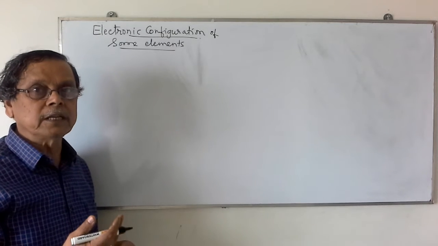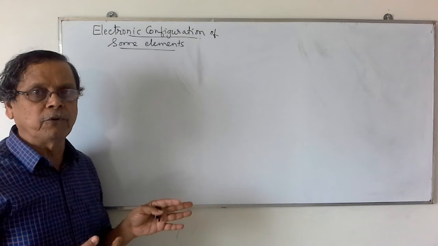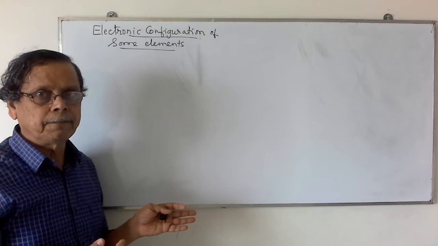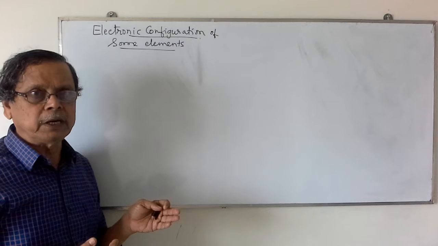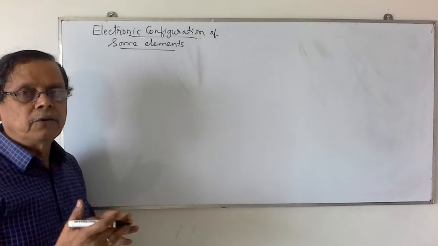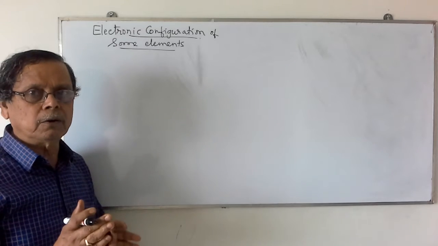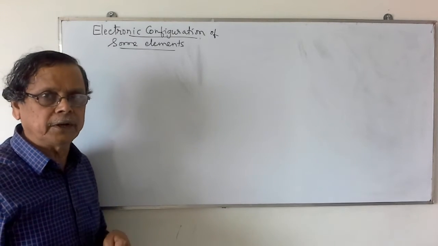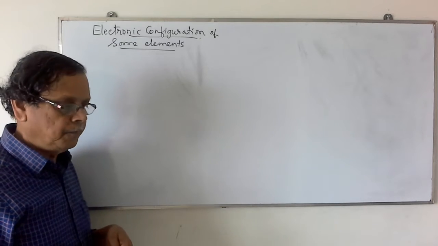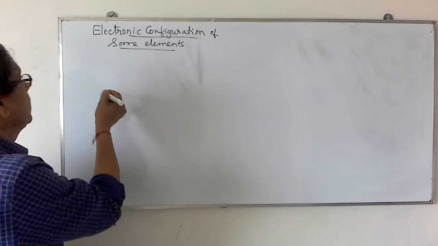Then we have Pauli's exclusion principle. No two electrons in an atom can have all four quantum numbers the same. Then Hund's rule of maximum multiplicity says that if equal energy orbitals are available, first we have to make half filling. Only when all orbitals get one electron, then we go for the pairing of the electrons. So by using these three rules, we are writing the electronic configuration.